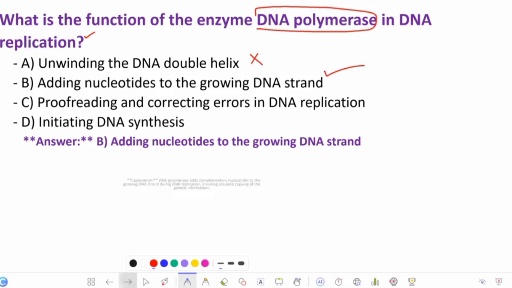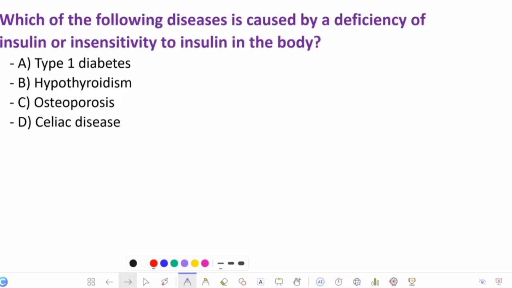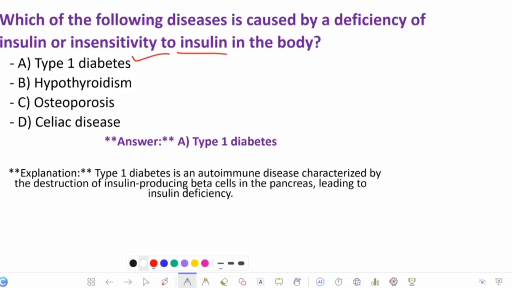Next one: which of the following diseases is caused by a deficiency of insulin or insensitivity to insulin in the body? There are two cases. Number one, deficiency of insulin: there is not enough insulin. Number two, insensitivity to insulin: insulin is produced, but the body cannot utilize it. That condition is known as type 1 diabetes. Yes, very good, correct option and an easy one. Type 1 diabetes is an autoimmune disease characterized by the destruction of insulin-producing beta cells in the pancreas, leading to insulin deficiency.